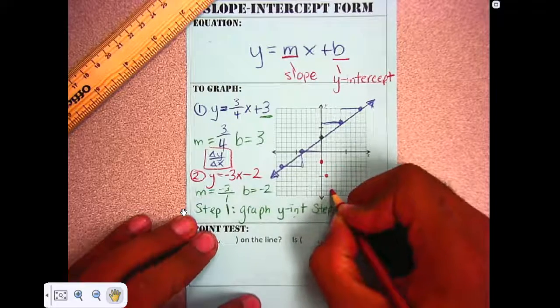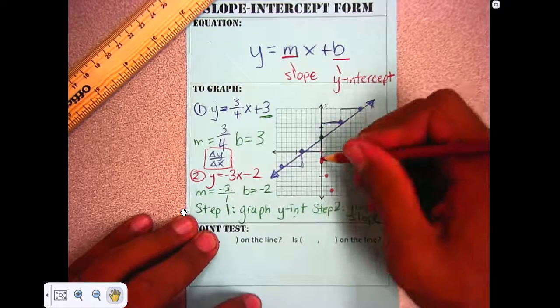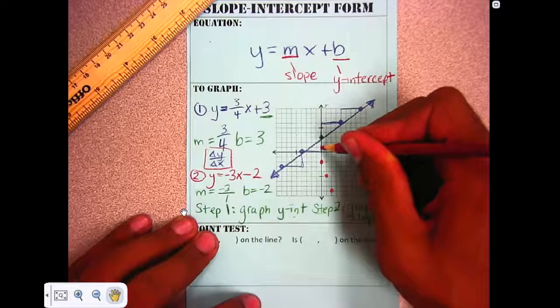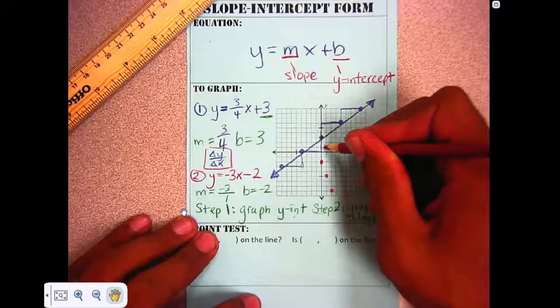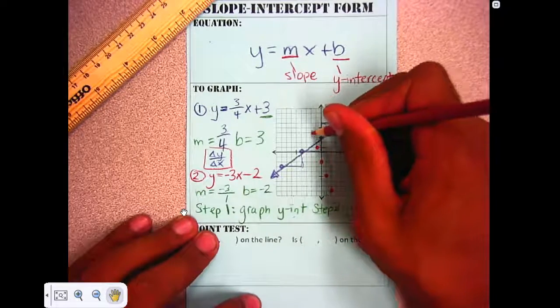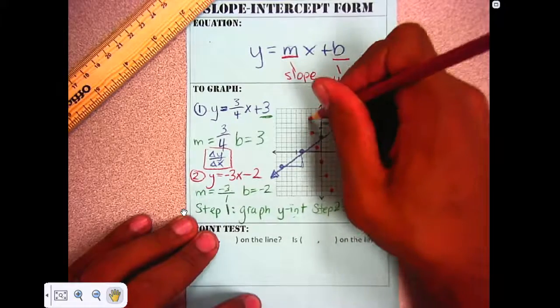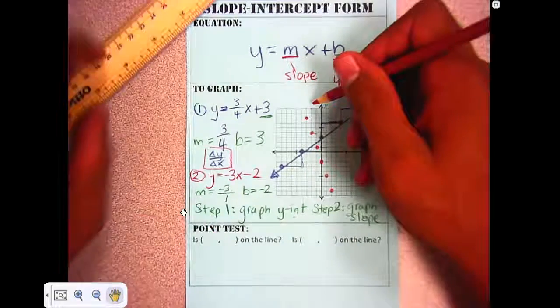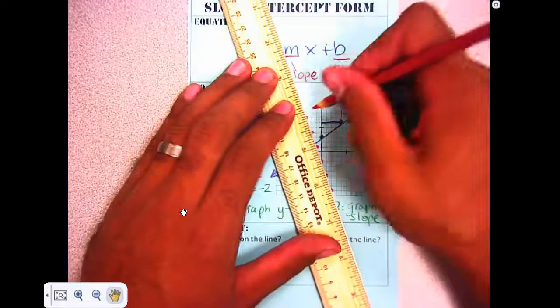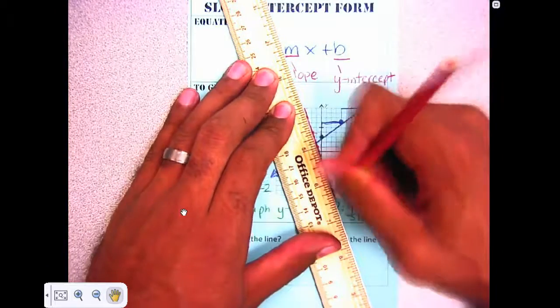Down 3, right 1. And then I want to go the other way. So instead of going down, I go up 3, and then instead of right, I go left 1. So up 3, left 1, up 3, left 1. That's all I could do. So now I'm going to take my ruler and graph a nice straight line.